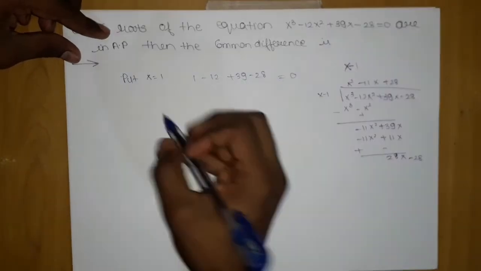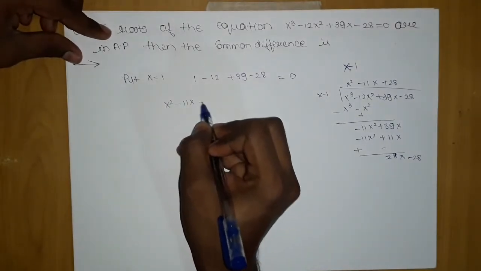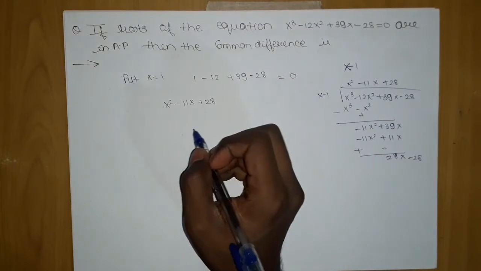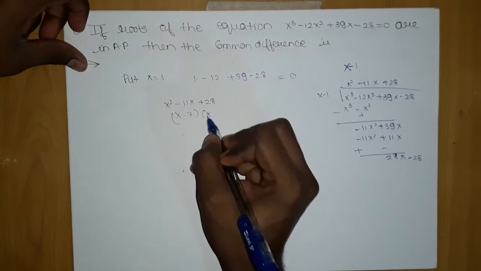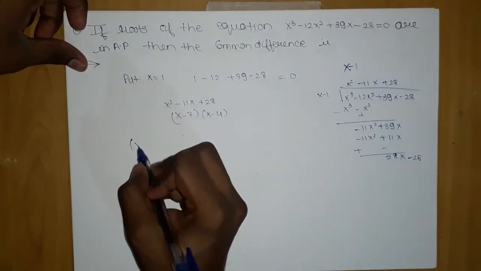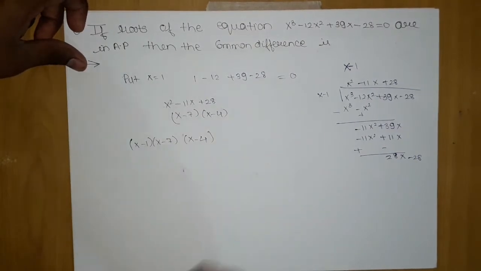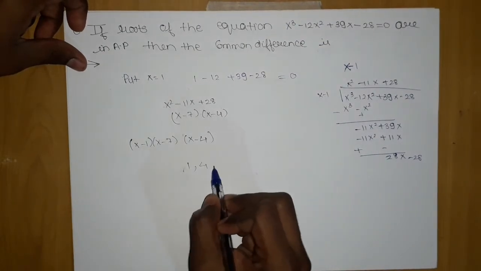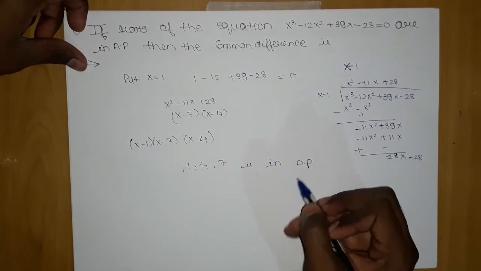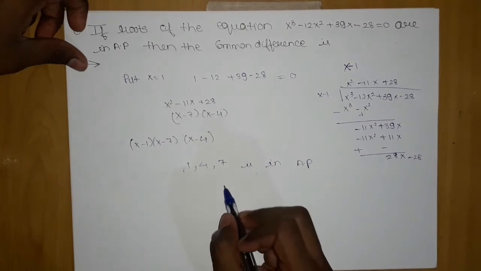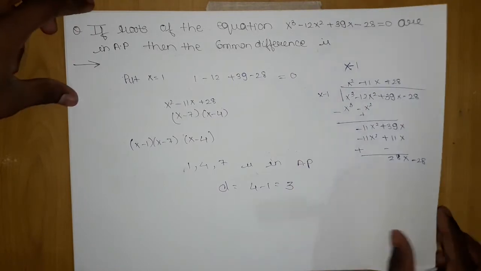So what we are getting: what are the roots of x square minus 11x plus 28? We want factors giving 11 and 28, so 7 and 4. So its next roots are x minus 7 and x minus 4. So this cubic has factors x minus 1, x minus 7 and x minus 4. Now we got the roots. Now what was told is that these roots are in AP, so 1, 4, 7 is in AP. If it is in AP, its D will be 4 minus 1, which is 3. So we got the common difference, which was our main thing.